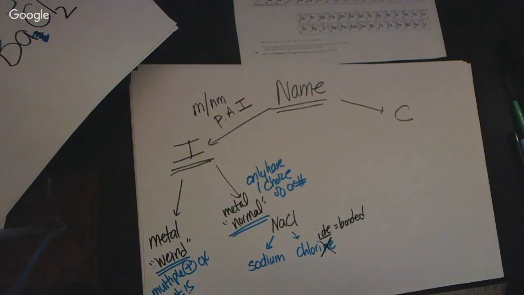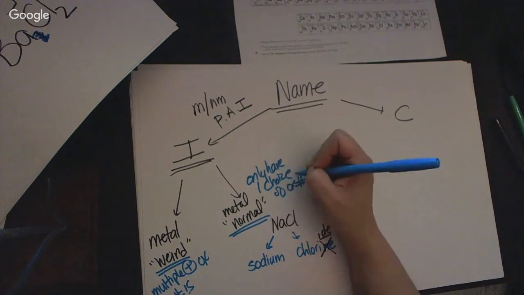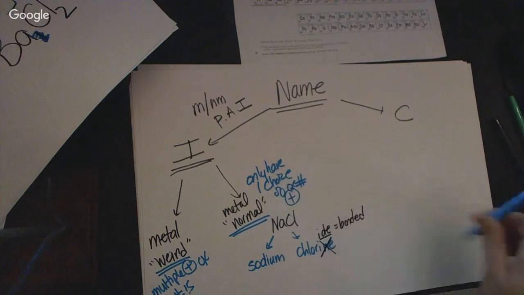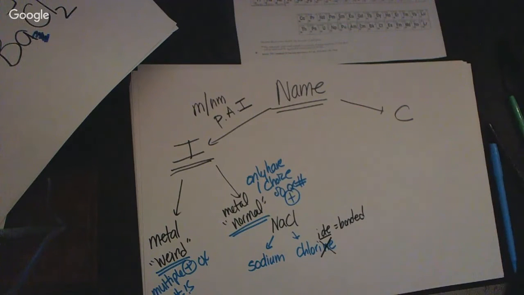Somebody just texted in, there's many elements on the periodic table with multiple oxidation states. You are right. We are only talking about metals when we talk about stock numbers, and we are only talking about multiple positive oxidation numbers. So I know I wrote it here, multiple oxidation numbers. This has only one choice of a positive oxidation number. We are only talking about metals and the positive oxidation numbers when we talk about weird versus normal.